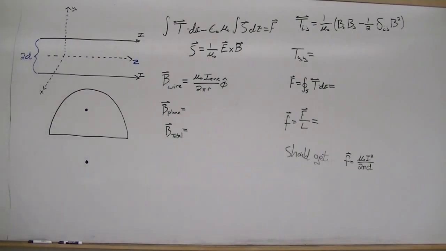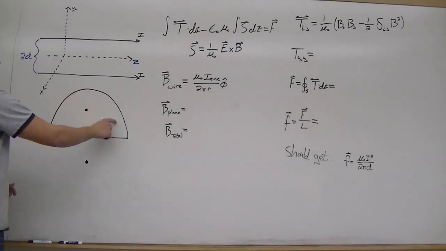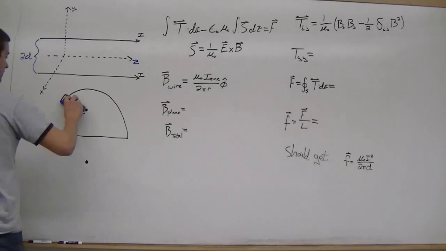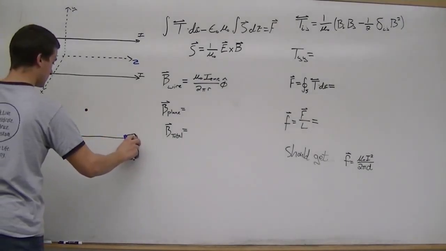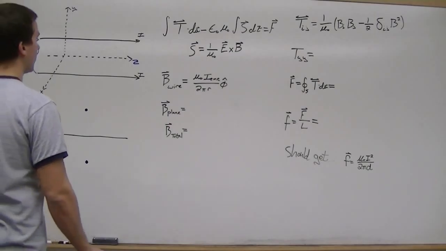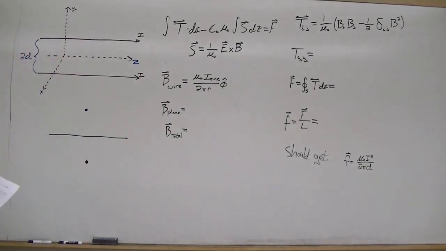We make the argument that because this is symmetrical about this point, the net force on the hemisphere part is going to be 0. So we only need to worry about the plane. So, disregarding this, we have our standard formula for the magnetic field of a wire: B equals mu naught I enclosed over 2 pi r, phi hat.